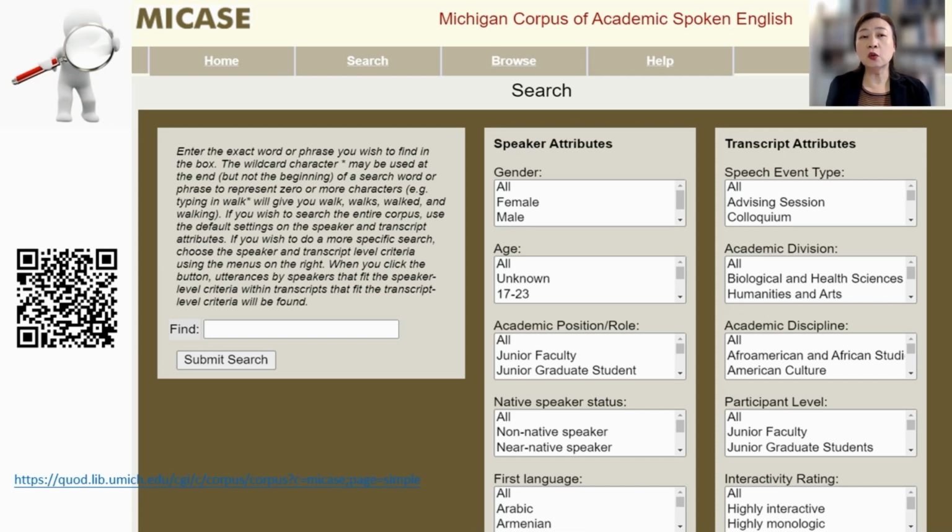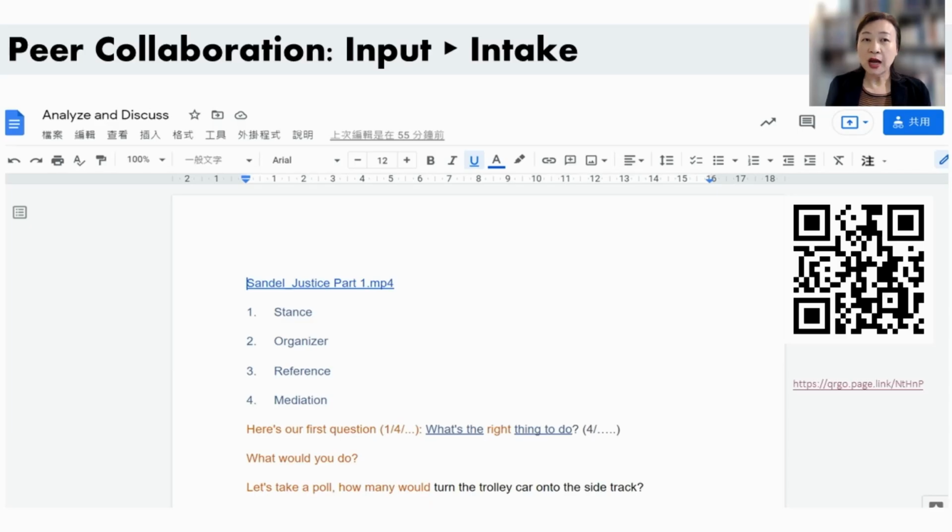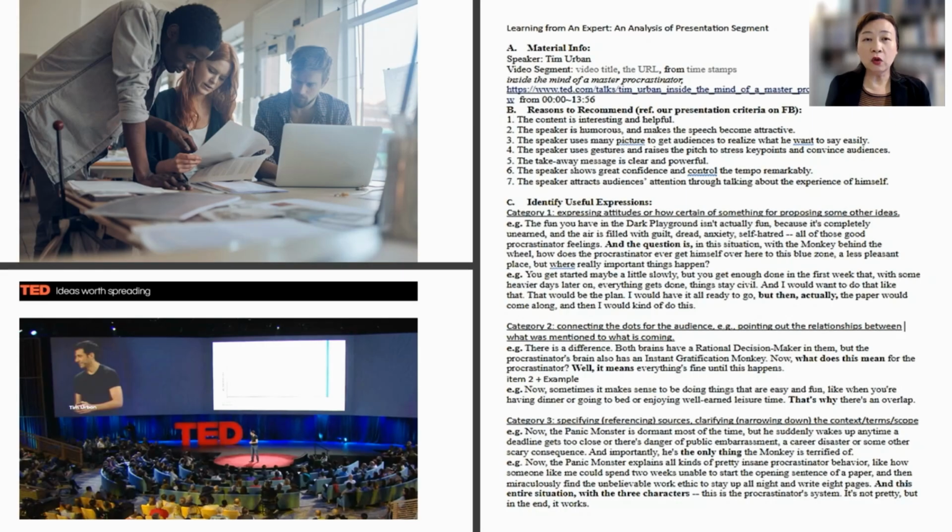We can also turn the worksheet into something students can collaborate on with each other. They should discuss with each other before they submit the work. Can they actually do it? Of course. Look at what my students have submitted. They did perfect work. And by completing the worksheet, they managed to turn the input into intake. They started to have an awareness of some useful expressions, which might come in handy in their later presentation.